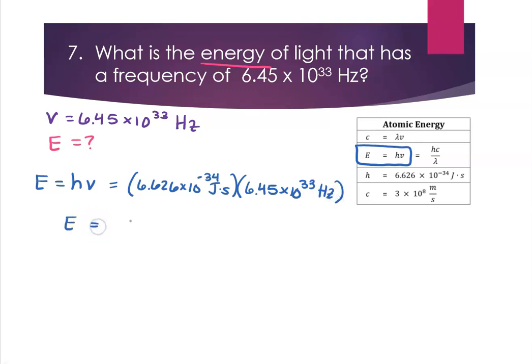So when we do this math, we get that E is equal to 4.27377 joules, and we have 3 sig figs here, and 1, 2, 3 sig figs here. So this would be 4.27 joules is our value for energy.